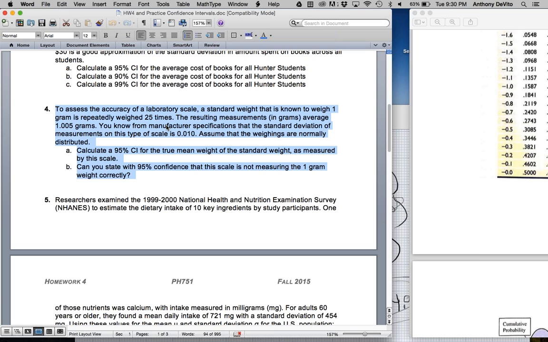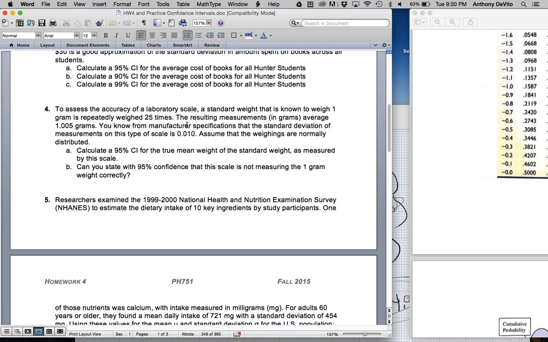We're taking a 1 gram weight that is a standard weight. It's known to be exactly 1 gram. And we're putting it on this laboratory scale in order to test to see if it's really accurate, if it's correctly reading 1 gram when you have a 1 gram weight on there. So let's see how this is going to work. We're going to put that 1 gram weight on there, and we're going to put it on there 25 times. So we're going to get 25 readings. Some of them are going to be the same, some are going to be different.